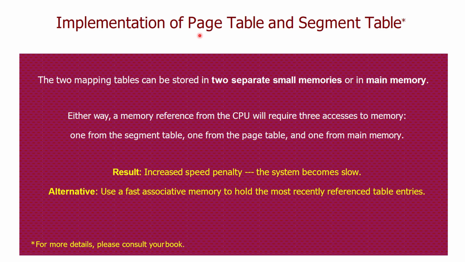Okay, so implementation of page table and segment table. The two mapping tables can be stored in separate small memories or in main memory. Either way, a memory reference from the CPU will require three accesses to memory: one from the segment table, one from the page table, and one from the main memory. These three are responsible for the slowdown, and an alternative is using a fast associative memory to hold the most recently referenced table entries.